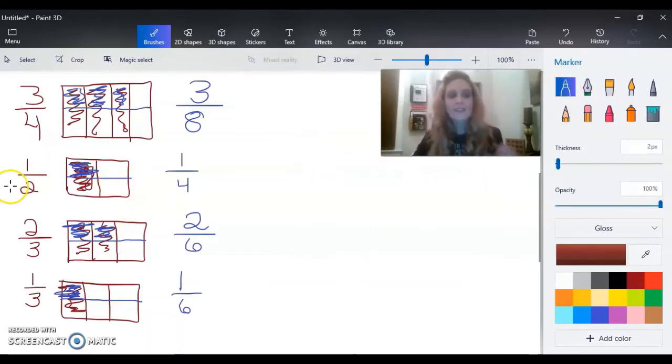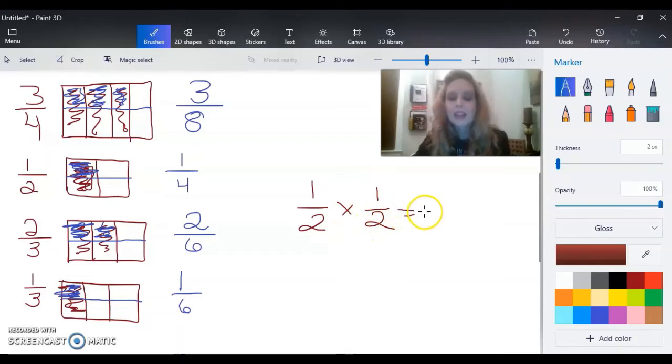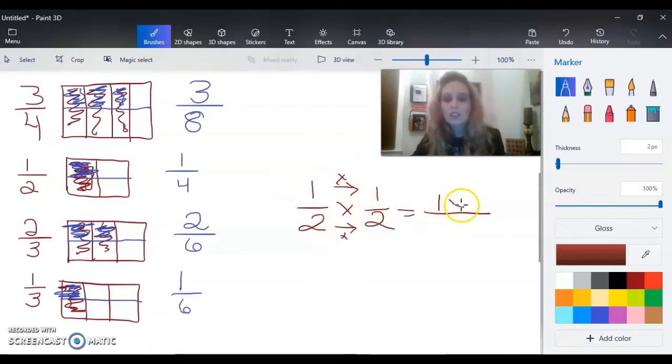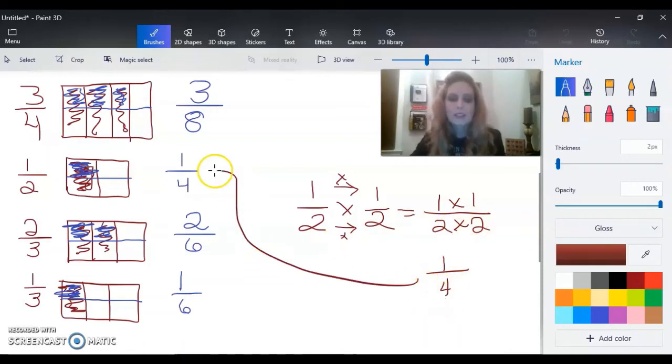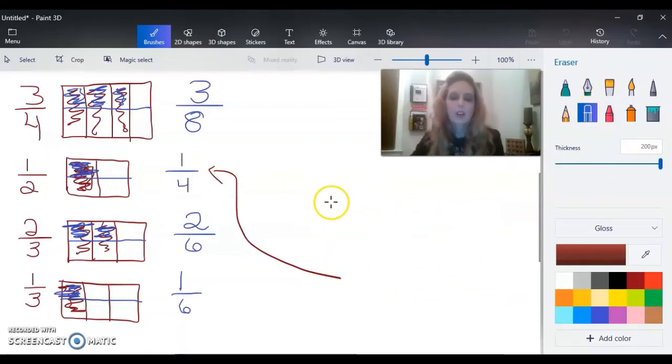Okay, let's take a look at the second one. I needed 1/2 of 1/2. If I change that wording to say 1/2 times 1/2, that would look like this. Remember, straight across the numerators, straight across the denominators, multiplying those together. 1 times 1, 2 times 2. All right, 1 times 1 is 1, 2 times 2 is 4. Is it the same? Yes, it is.